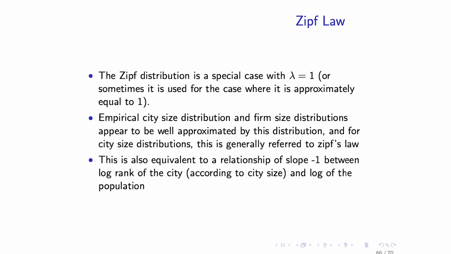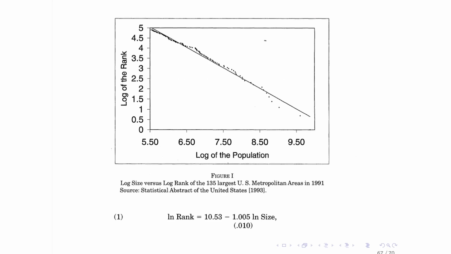Before we get to that, a little aside: the Zipf distribution is special. Income is not Zipf distributed, but it's a special case with lambda equal to 1. One way the Zipf distribution is described is in terms of rank. The way you can write it is that the relationship between the log rank and the log size is 1. I'll show it to you for cities. The log population plotted against the log of the rank is exactly minus 1.